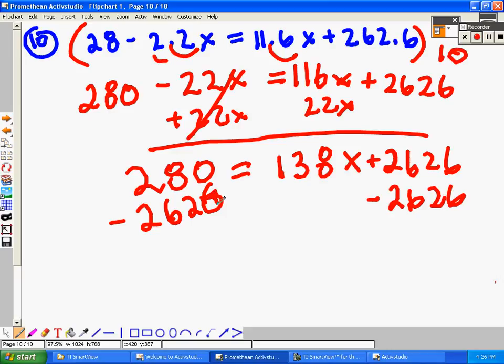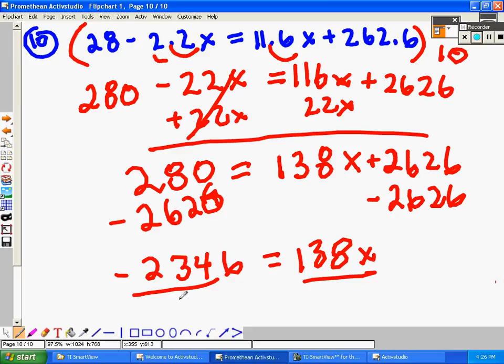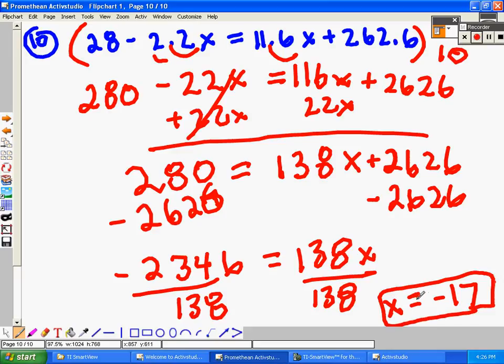Now, folks, when you have your calculator here, just make sure that you could just simply put in 280 minus 2,626. But really, this is a negative number, so your answer is going to be negative. And when you go ahead and you type that into your calculator, you get negative 2,346, which is equal to 138x. Your last step is to divide both sides by 138. And what you get is x is equal to -17, I'm sorry, you would get -17 equals x, which is the same thing as x equals -17.